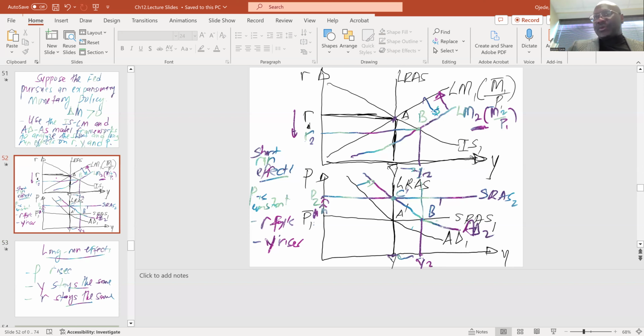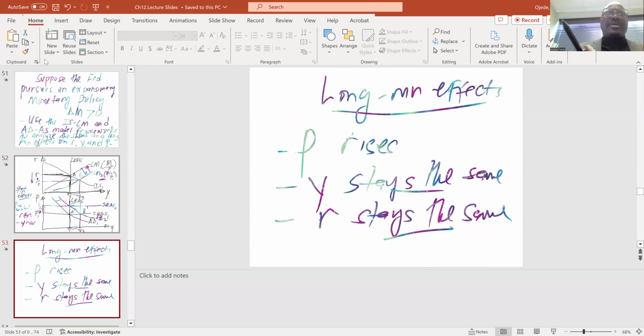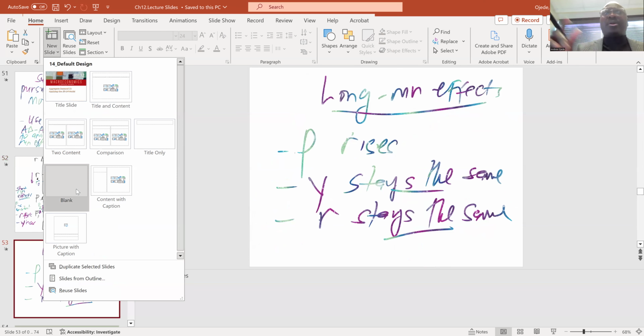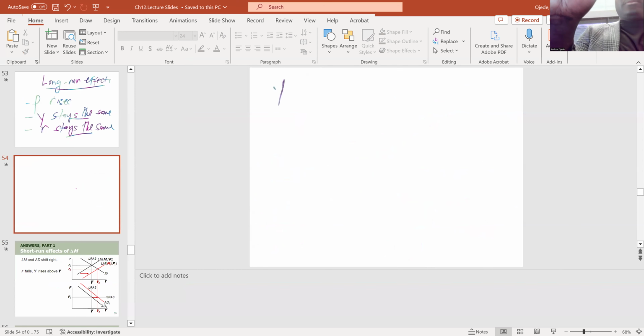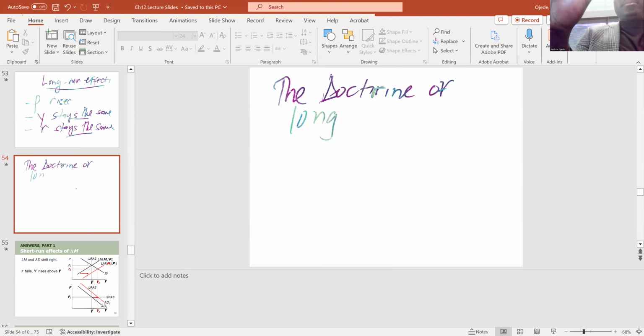But as price starts to rise in the economy, the LM curve is going to shift upwards. So that is going to close this recessionary gap, and output is going to be back to its long run where we began, and interest rate is going to be back from where we began. So this is what we just described. There's a common concept in macro which we call the what? The doctrine of long run monetary neutrality.